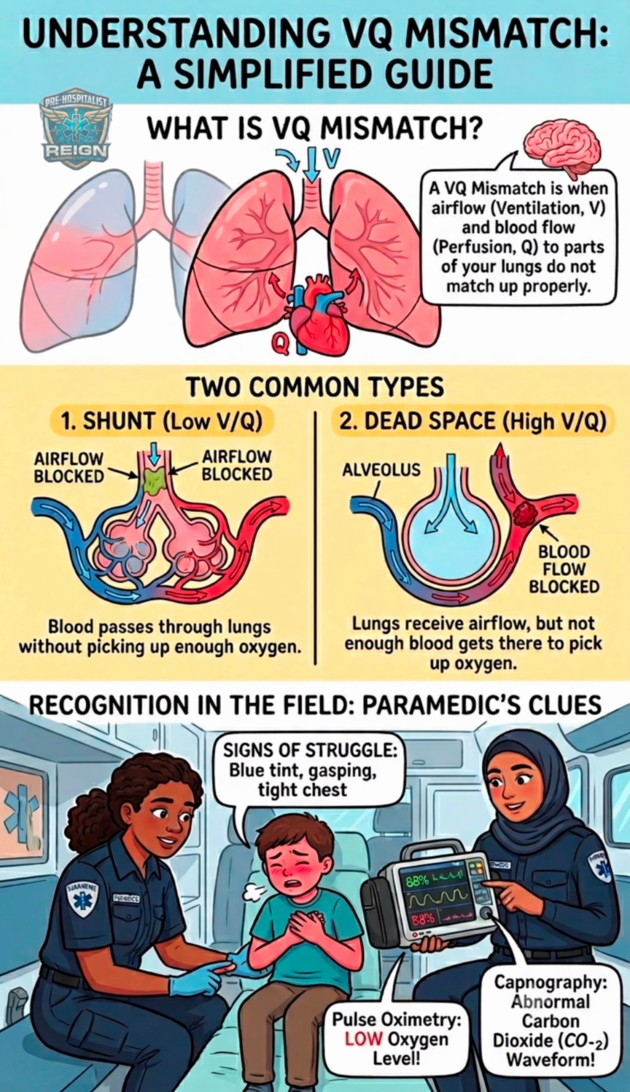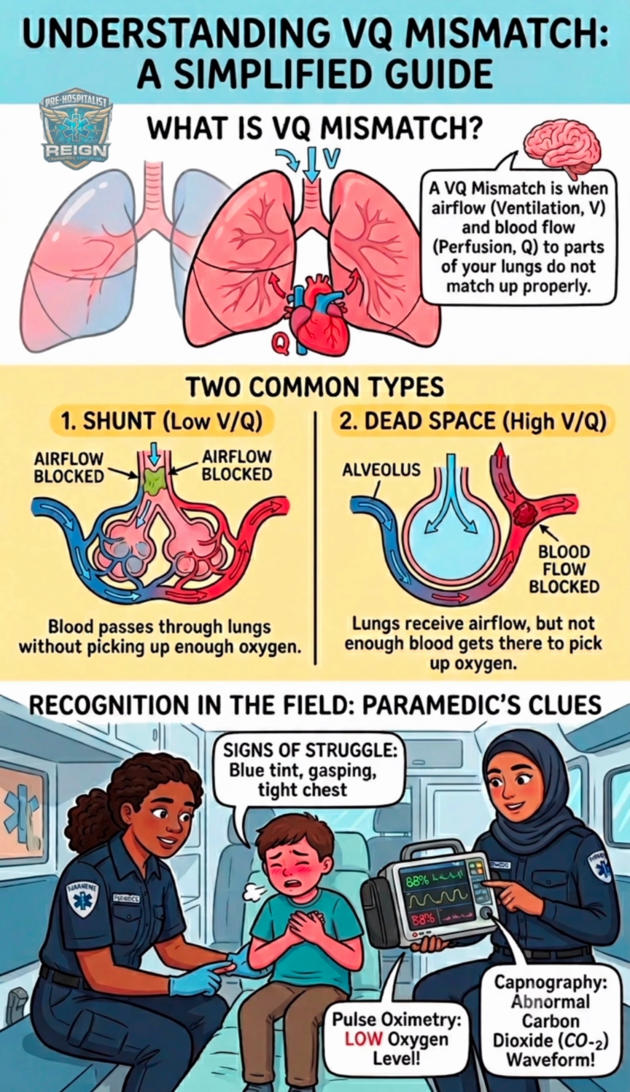In a perfect world, these two belts move at the exact same speed. Air meets blood, blood grabs the oxygen, and your body stays happy. A VQ mismatch happens when one of these conveyor belts jams, but the other one keeps running. They don't match up anymore, and the factory stops making its product.